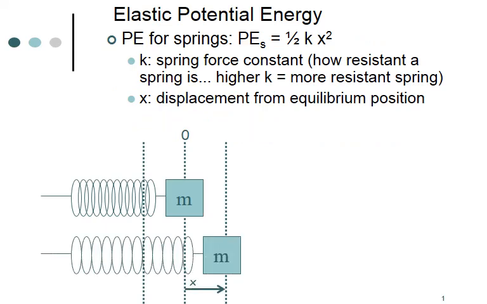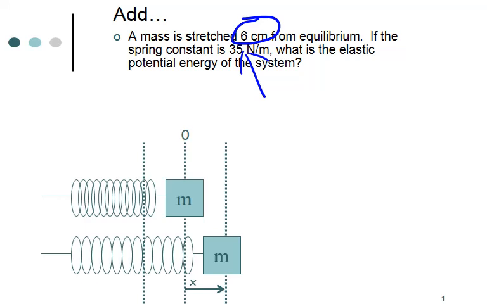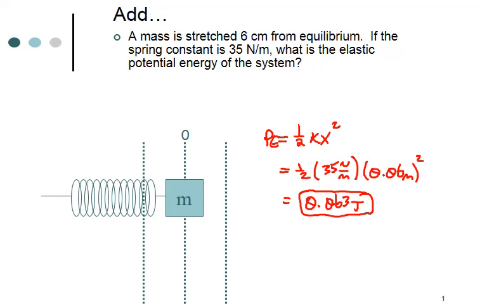And so we measure how far it is from equilibrium, and depending on that, we calculate the potential energy of the spring. So let's go ahead and just practice a simple one here. Let's say we stretch a mass 6 centimeters, which you're going to need to convert to meters. We know the spring constant. Go ahead and calculate the elastic potential energy of the system if it's stretched to the right. All right, so we should get 0.063 joules for the energy.